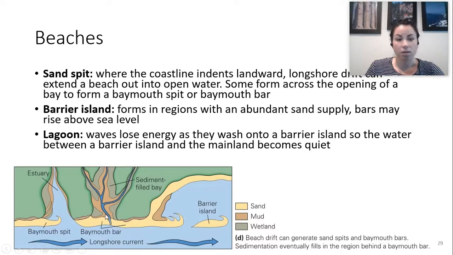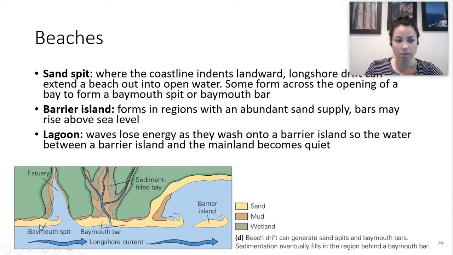And then we have a lagoon, which is the example I just showed, which is where we have waves that lose energy as they wash onto a barrier island. So the water between a barrier island and the mainland becomes quiet. And so here's an example down here of some beach drift. And this is where we can generate some sand spits and baymouth bars.